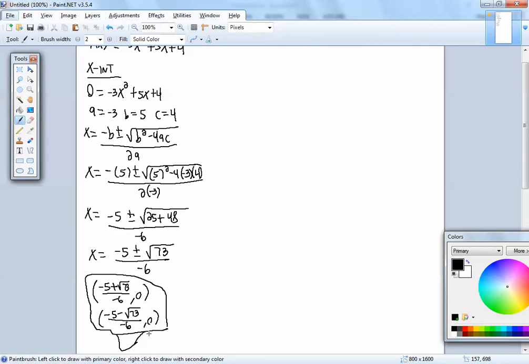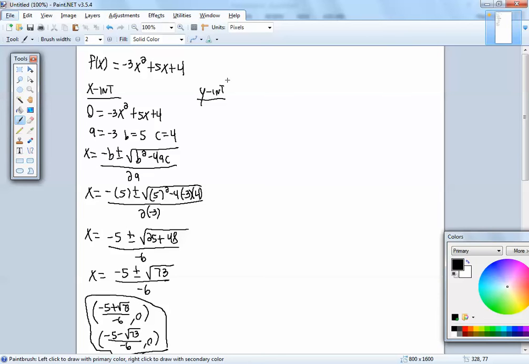There we go. Now our y-intercept. You always plug 0 in for the other variable. So plug 0 in for x. So I'm going to have y is equal to negative 3 times 0 squared plus 5 times 0 plus 4, or y is equal to 4. So that'd be 0, comma 4.